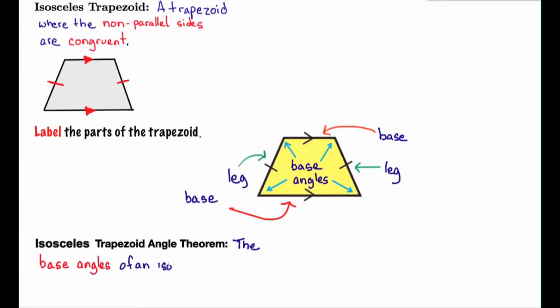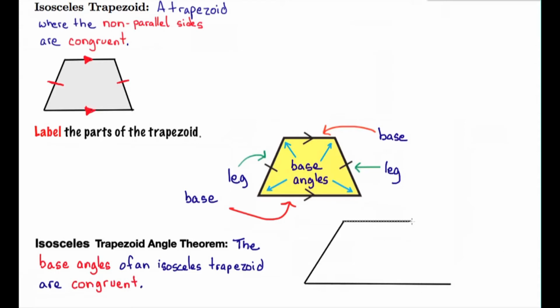So the isosceles trapezoid angle theorem states that the base angles of an isosceles trapezoid are congruent. So there are two pairs of base angles. Both pairs are going to be on each of the parallel sides, as you can see here, the blue and the green pairs.